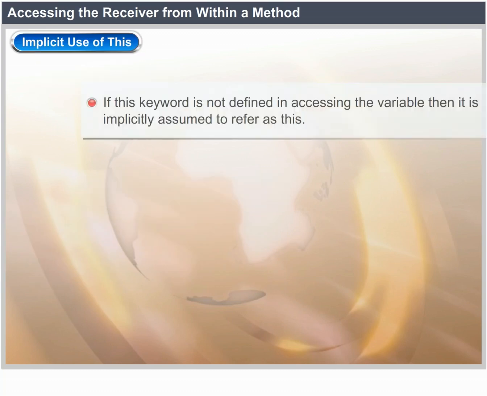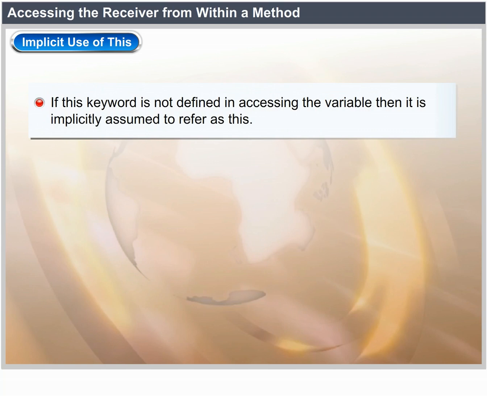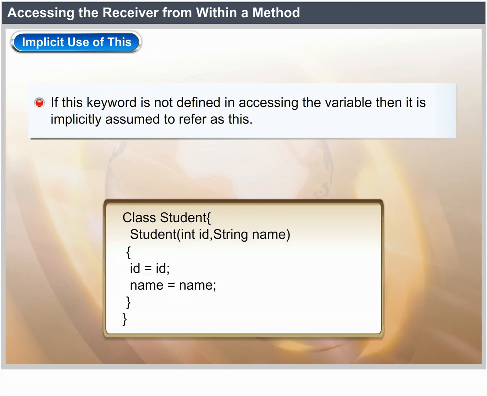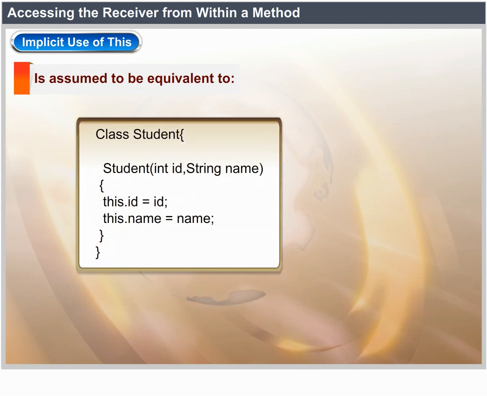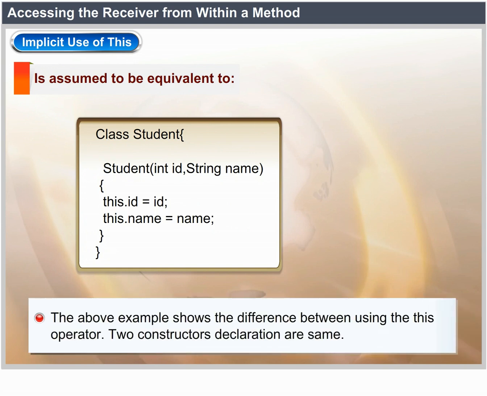Implicit use of this. If the this keyword is not used in accessing a variable, then it is implicitly assumed to refer to this. class Student { Student(int id, String name) { id = id; name = name; } } It is assumed to be equivalent to the following example. class Student { Student(int id, String name) { this.id = id; this.name = name; } } The above example shows the difference in the use of the this operator. Two constructor declarations are the same.